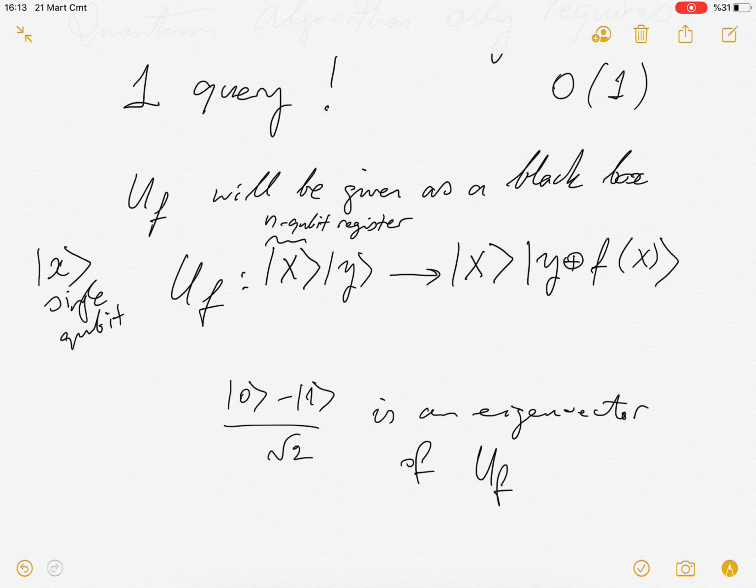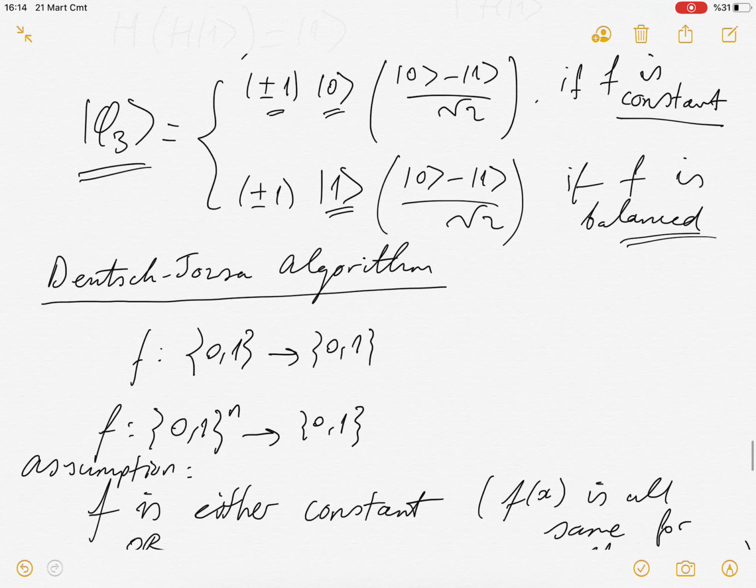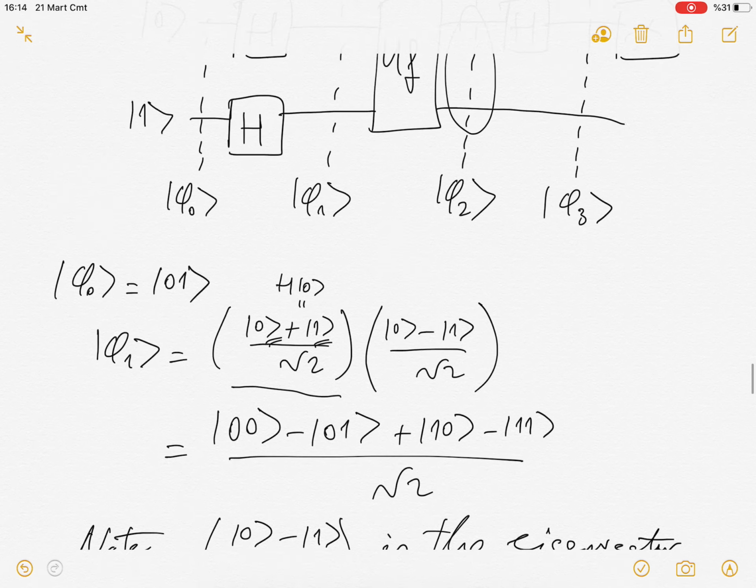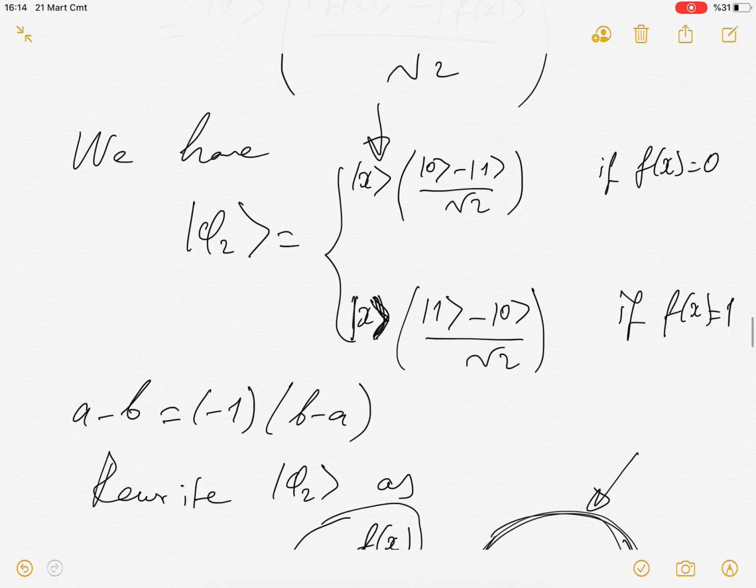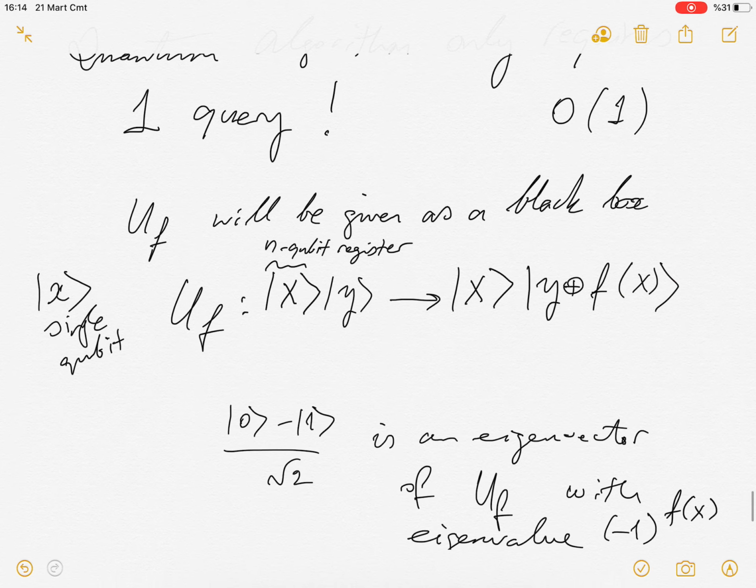Of the function Uf with eigenvalue minus 1 to the power f of bold x. Okay, we saw that earlier, in the earlier problem in the second attempt, right here. Okay, so let's keep that in mind.